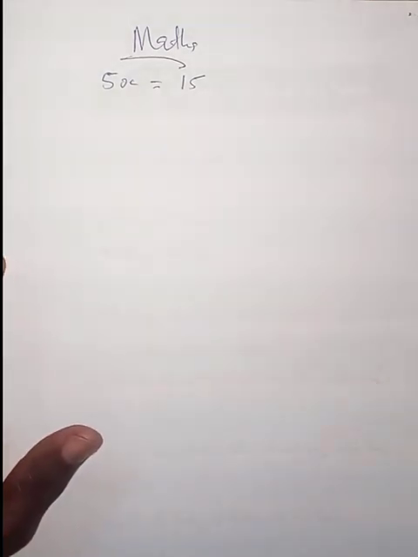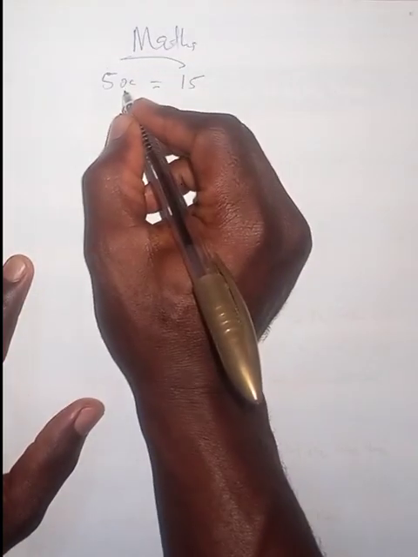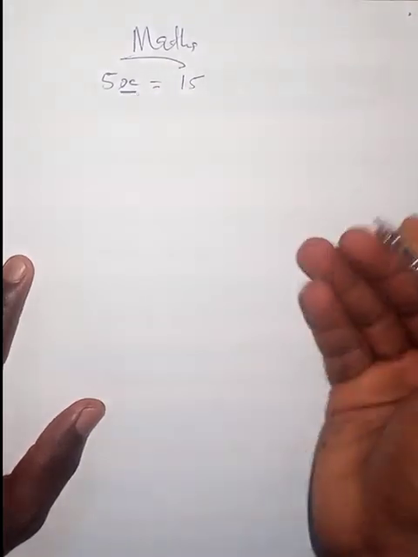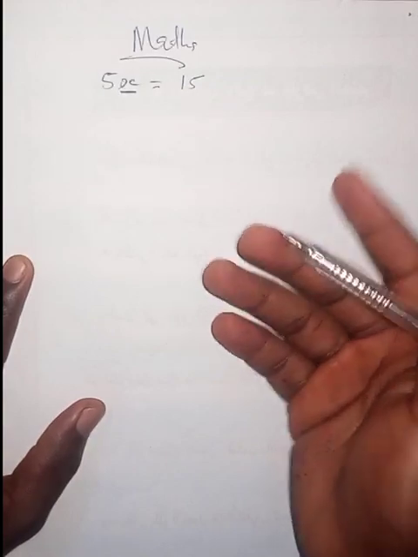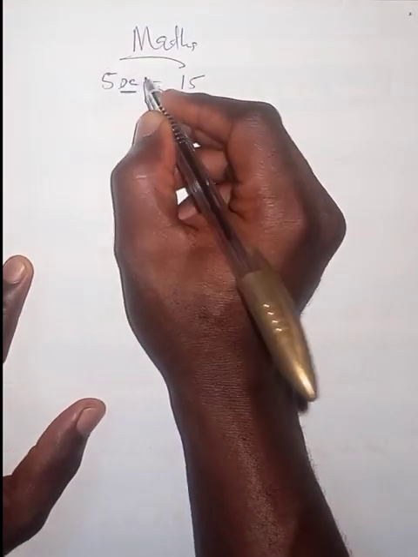Linear equations are equations where the highest power of the variable is 1. What is our variable? The x is our variable. When we look at it, it has power, but the power is 1. That is why it is not written on it.